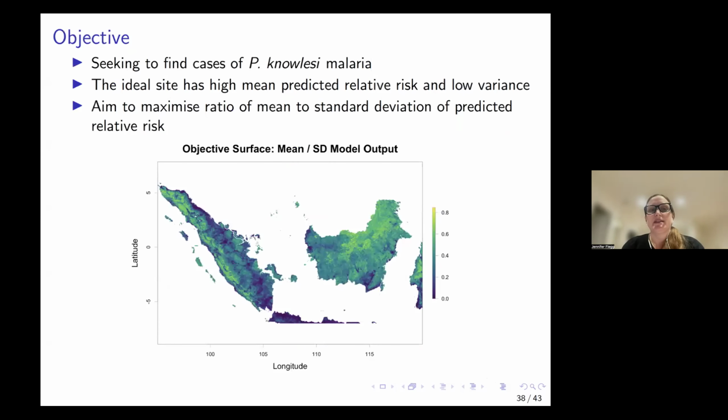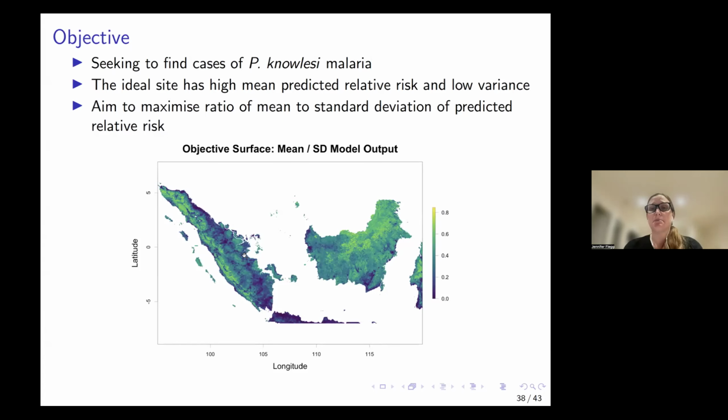So we've been thinking about how to do this using optimization. Our objective is to find cases of Knowles-Vine malaria. Of course, you could set up a different problem where you want to maximize or minimize something else. But for us, the ideal site to go and surveil is one which has high predicted relative risk of Knowles-Vine malaria and low variance. So we're aiming to maximize the ratio of mean to standard deviation of relative risk. And this is what that map looks like.